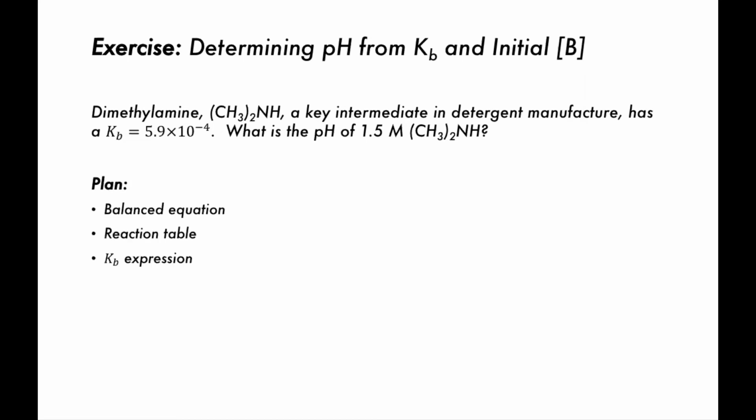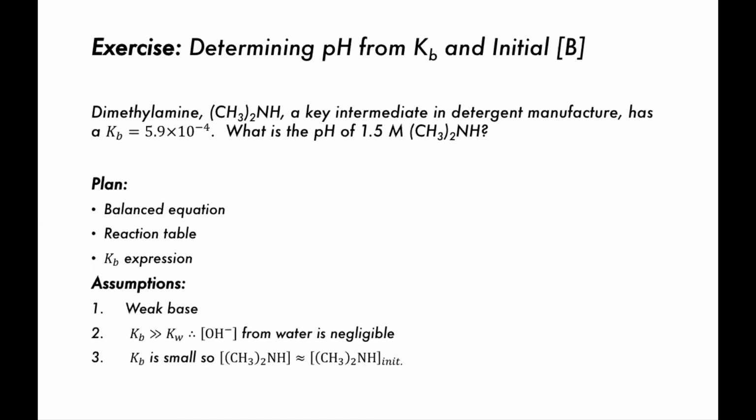Of course, we have to write out our balanced equation. We have to know that dimethylamine reacts with water to produce dimethylammonium plus hydroxide. We write out our reaction table to take into consideration the concentration changes throughout the process of dissolution and reaching equilibrium. And then we need to write out our Kb expression.